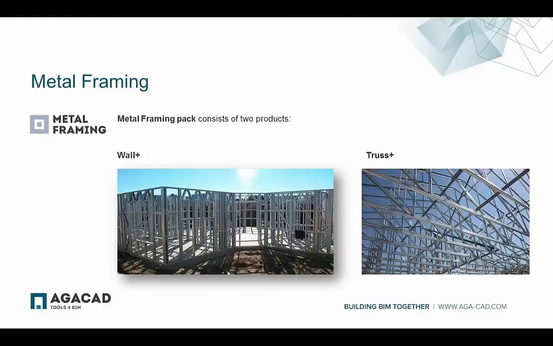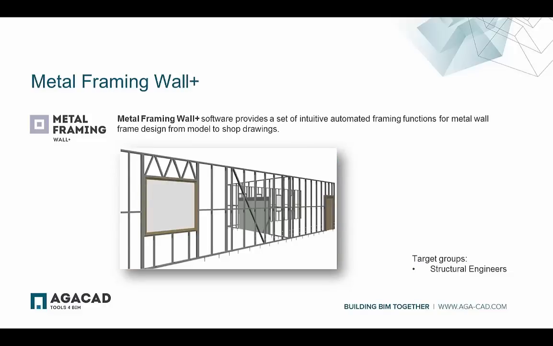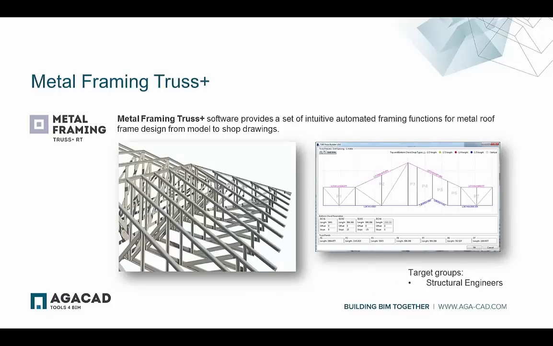So the metal framing pack consists of 2 products, Wall Plus and Truss Plus. The metal framing Wall Plus software provides a set of intuitive automated framing functions for wall frame design from model to shop drawings. And the same with the trusses. You can very easily make a design of the trusses, place them into the project in different ways, and at the same time you can prepare shop drawings. One more possibility that we have is that you can export those elements to a CNC machine.